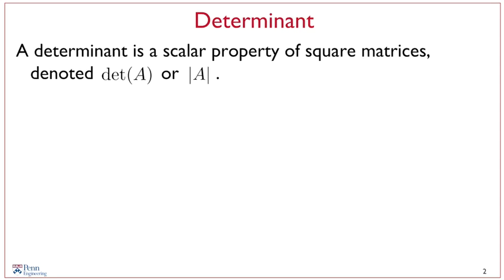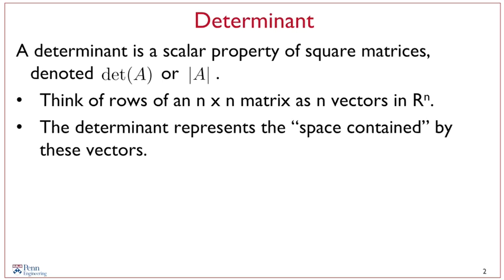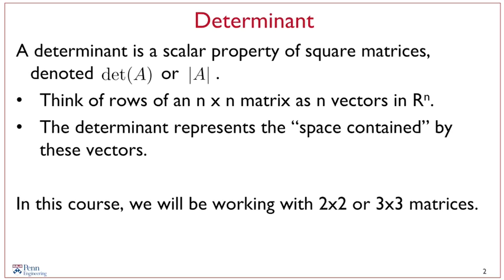There's a physical interpretation of the determinant. Think of the rows of an n by n matrix as n vectors in Rn space. The determinant represents the space contained by these vectors. We'll see more specifically what this means in the next few examples. In this course, we will be working with 2 by 2 or 3 by 3 matrices.